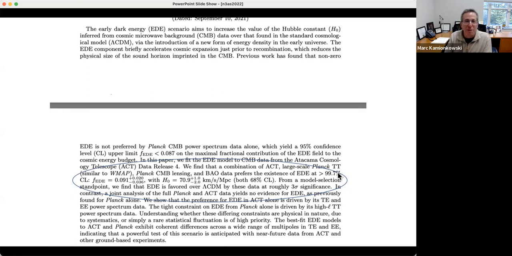So the first thing that I need to tell you is that this was a great opportunity for new measurements to kill the model, but the new measurements have not killed the model. The model is still alive, or not the model, the class of models. The idea of early dark energy as a solution to the Hubble tension is still alive, even with precise new data. The second thing I need to tell you, though, is that this result should be viewed as preliminary.